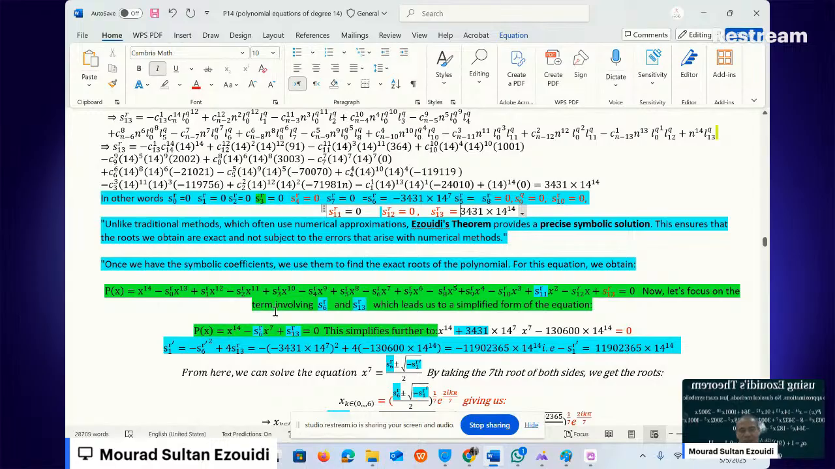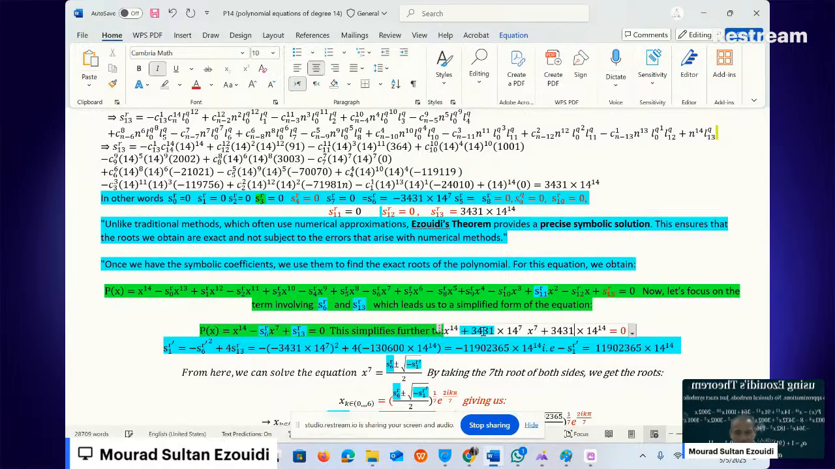Now let's focus on the terms involving 6 and 13, which leads us to a simplified form of the equation. This is minus, you see, minus S6. S6 is minus, and minus times minus is positive. That's why here it is positive. And this one is plus, so plus 3,431 multiplied by 14 raised to the power of 14. What's needed now? Just let capital X or small x equal x to the power 7 and solve the quadratic equation.